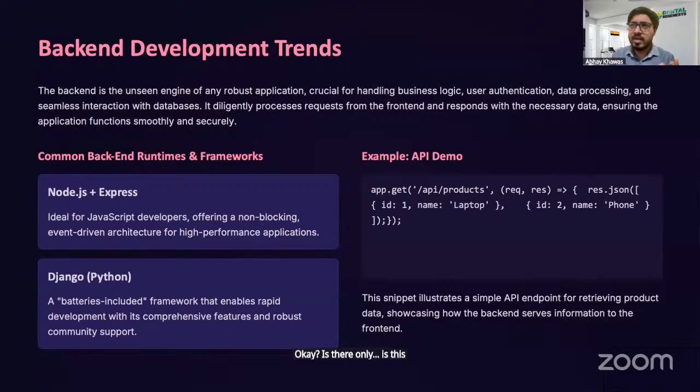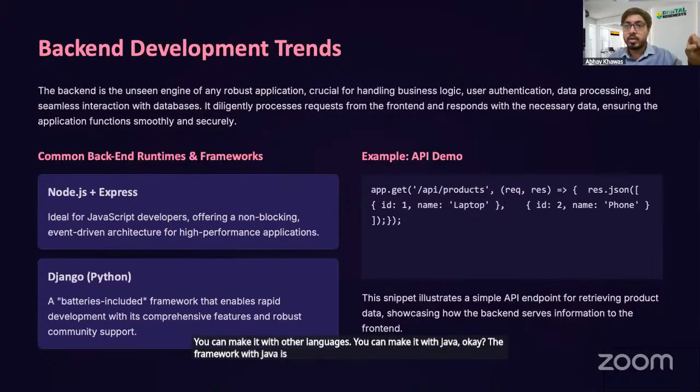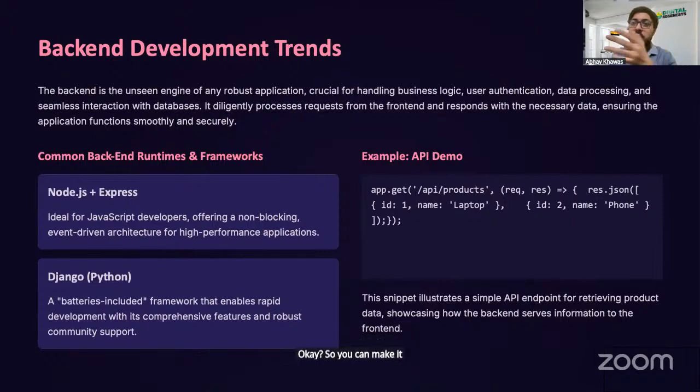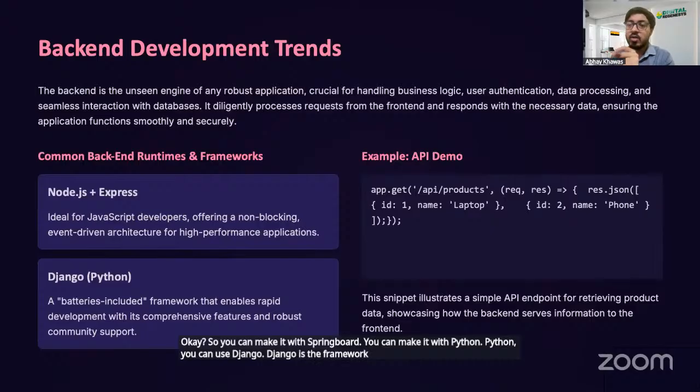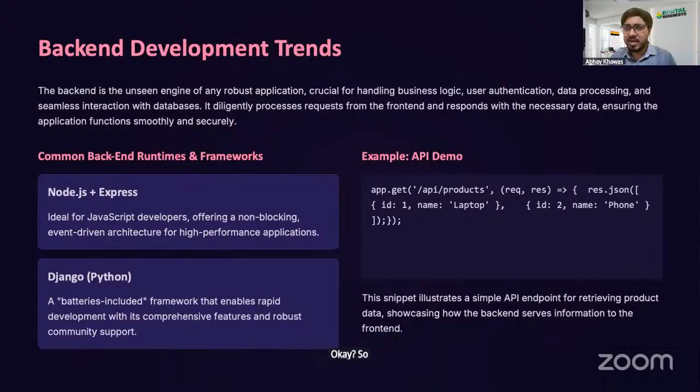Is this the only way? Can you only make APIs with Node.js and Express? Nope. You can make them with other languages. You can make them with Java; the framework with Java is Spring Boot. You can make them with Python; with Python, you can use Django. Django is the framework, Python is the language. So you can make them with different languages as well.